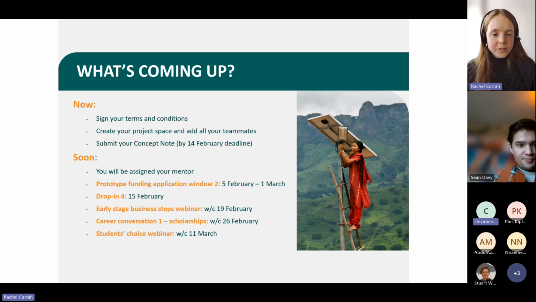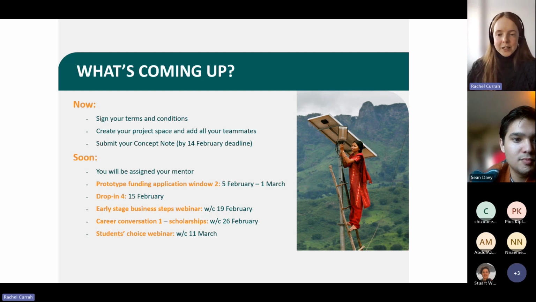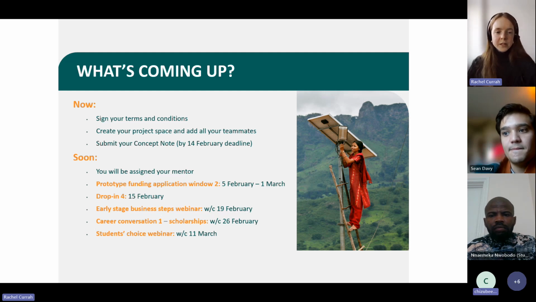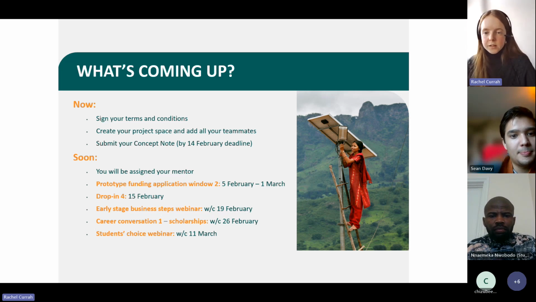So prioritize that if you're able to. And then coming up soon, you'll be assigned a mentor, as I mentioned. We have prototype funding application window 2 opening on the 5th of February until the 1st of March. Then we have another drop-in for any questions that you have about the challenge on the 15th of Feb. We have a career conversations about scholarships and a couple more webinars, so an early stage business steps webinar and a student's choice webinar. I see somebody has their hand raised.